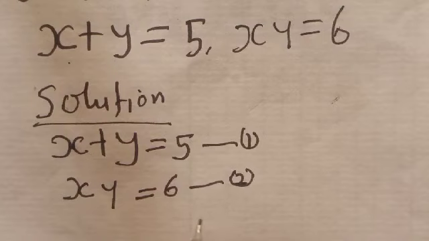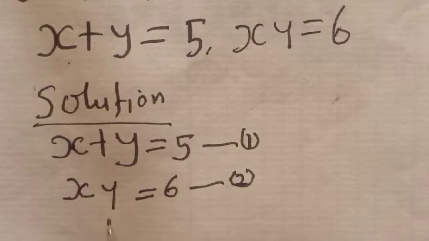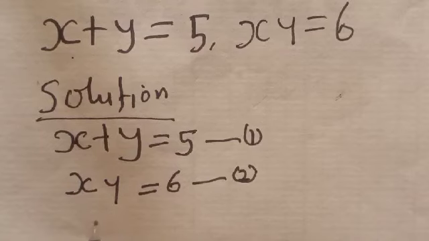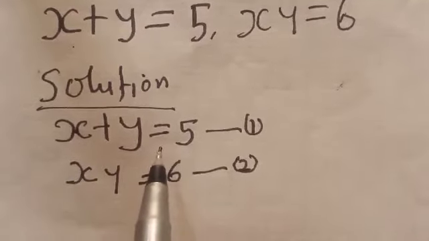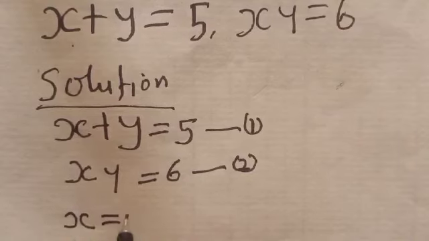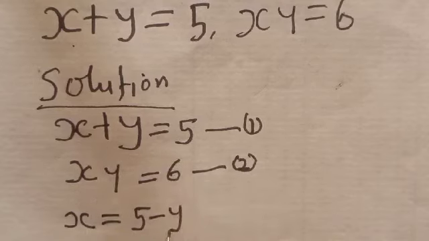Now, you can use any of the two equations, either equation 1 or the second equation. You may make x the subject of the formula or y the subject of the formula and get your answer. So now let's see from this example. From equation 1, x plus y is equal to 5, we want to make x the subject of the formula. Let's say x is equal to 5, and if plus y comes to this other side, it will be minus y.